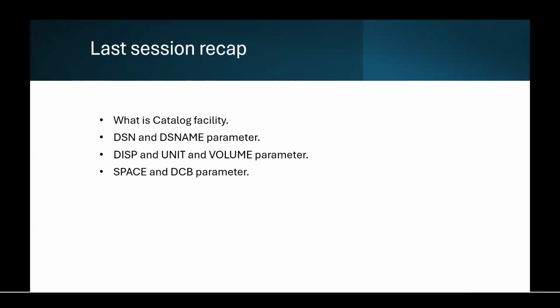So that is all about the space parameter. Then we discuss the DCB parameter, which is the data control block parameter, where we discuss the syntax and the organization. We can have PS, which is physical sequential. Then we have PO, which is partitioned. We have DA, direct. We have IS, index sequential.